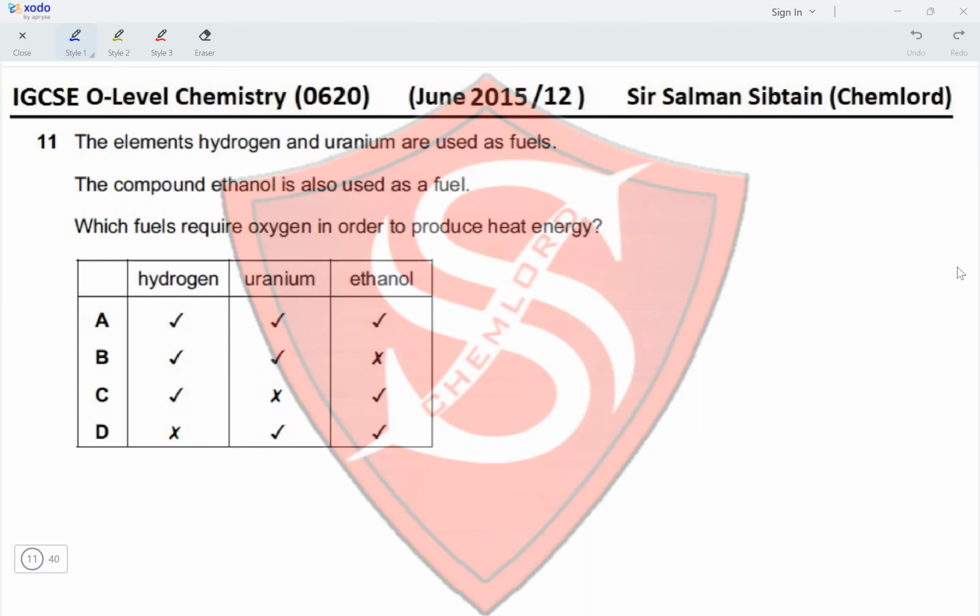So hydrogen will undergo combustion, yes. So this eliminates option D. Uranium will not undergo combustion. So this eliminates options A and B. And ethanol will undergo combustion to produce energy, making option C the correct option for this question.